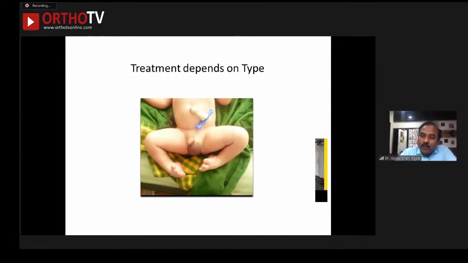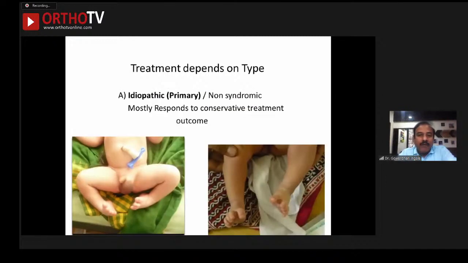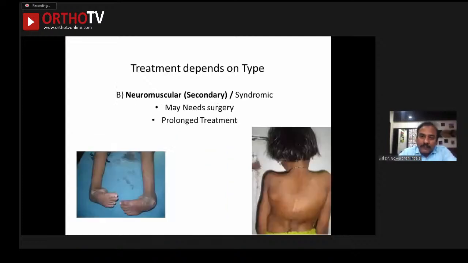So treatment depends upon which type it is. Is it an idiopathic variety, or is it a secondary or syndromic variety? If it is the idiopathic variety, obviously most of them do respond to conservative treatment. They have a very good outcome. That's what we have to explain to the patient, that they have a very good outcome if we treat it in time and if we treat it properly.